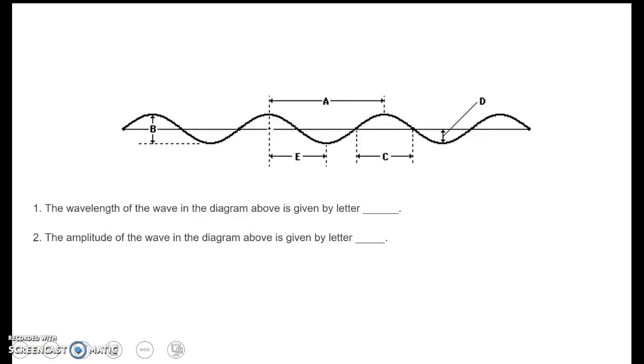So let's look at some examples here. So we're looking at a wave, and the wavelength is given by what letter? Well, wavelength is one full wavelength, so that would be letter A is our wavelength.